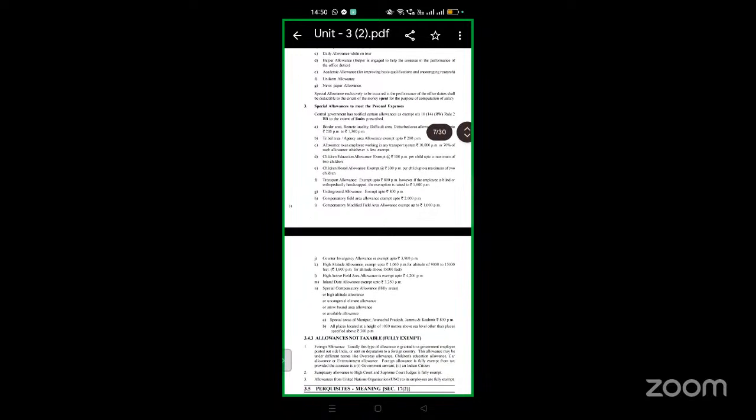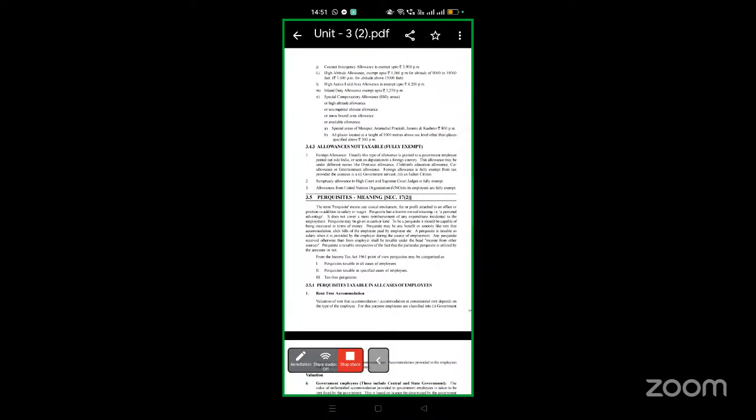And if you look at special allowance, the most important allowance to remember is children education allowance. Children education allowance is exempt up to 100 rupees per month per child for up to two children, and children hostel allowance is 300 per child for a maximum of two children. These two have to be remembered a lot, that are mandatory for the partly taxable allowances.